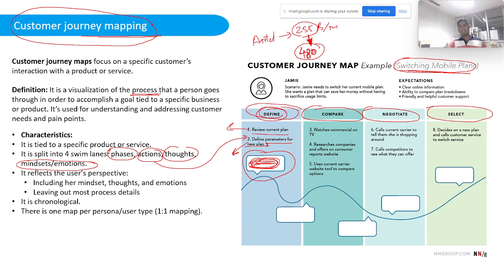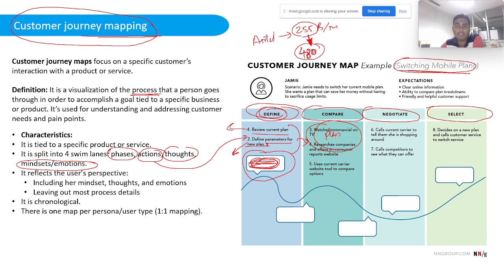Similarly, after that, the next phase is compare. The user then probably moves to the next phase, which is compare, where he watches various plans.